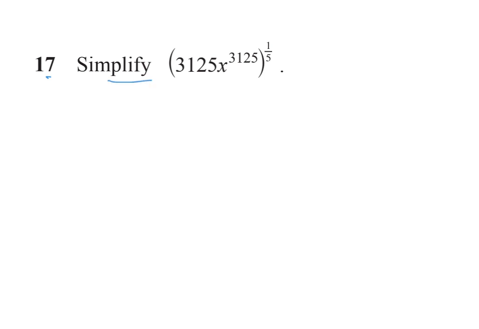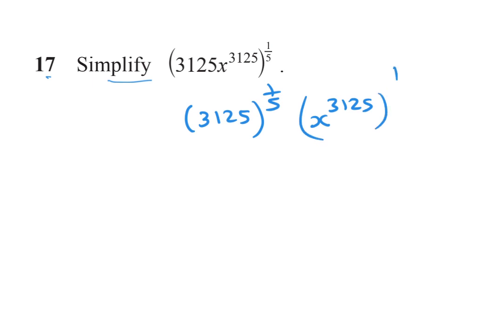Okay, simplify (3125x to the power 3125) all to the power 1 over 5. How to simplify? We distribute the power. So 3125 to the power 1 over 5, and x to the power 3125 to the power 1 over 5. For the first part, you can use a calculator to find the answer. So it's 5.